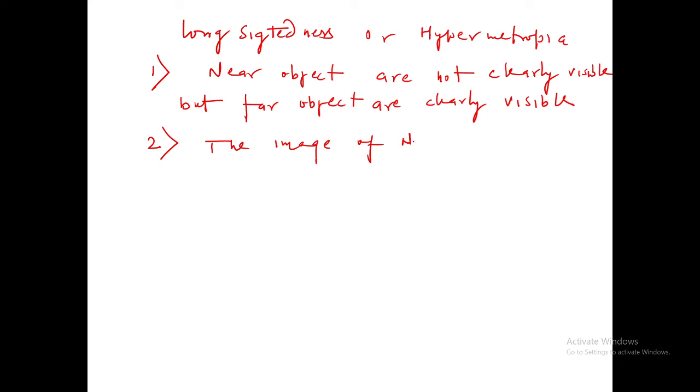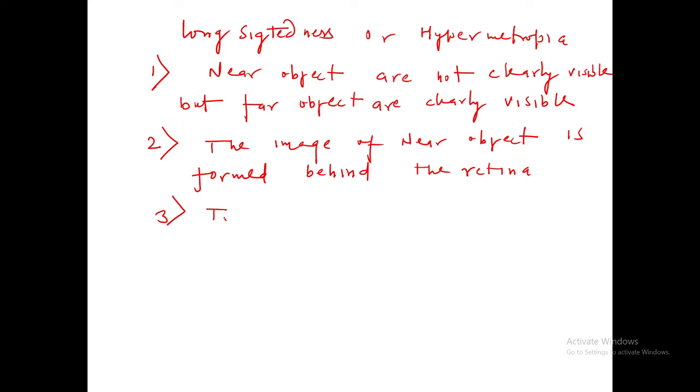Second thing is that the image of a near object is formed behind the retina. Okay, and third one is to remove this defect. To remove this defect, a convex lens is used.